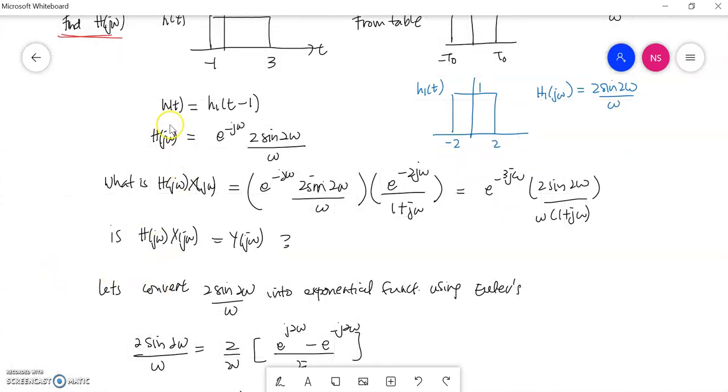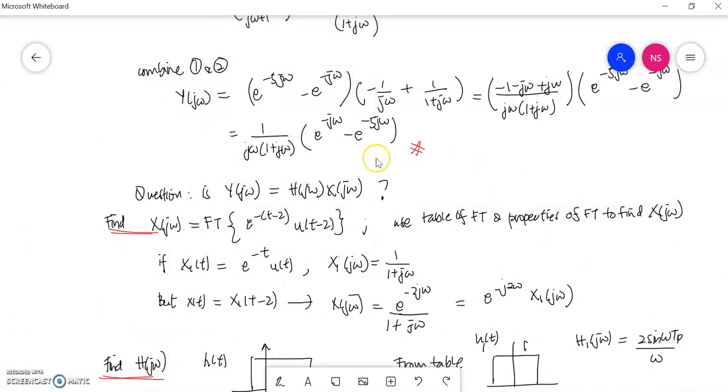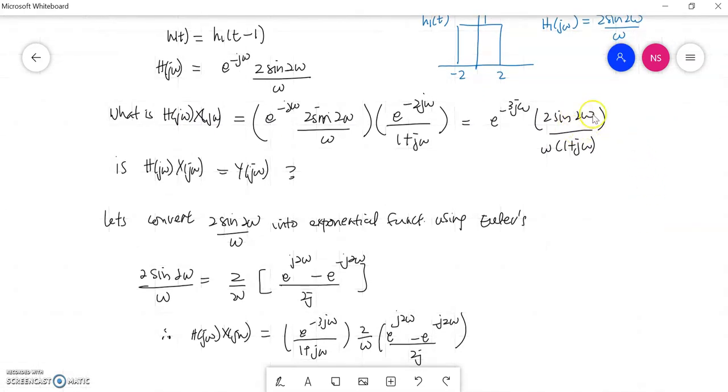So now since we have our H(j omega) as well as X(j omega), we can form the multiplication. This is my H(j omega), this is my X(j omega), multiply them together, this is what we get. So now is this multiplication of H and X equal to what we obtained just now, our Y(j omega)? Is it the same? We see that in our X and H multiplication, there is a sine function here. So what we can use is convert this into exponential using Euler's relation.